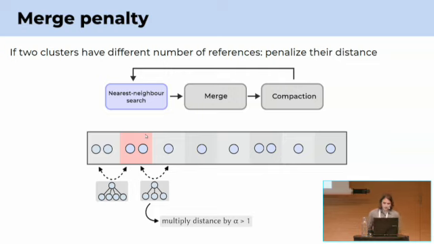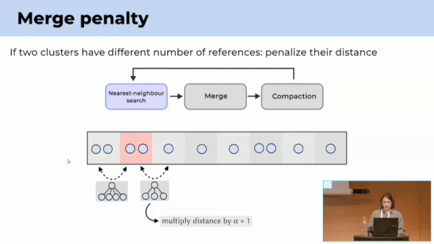The idea is to slightly modify the nearest neighbor search so that we nudge the PLOC builder towards merging clusters that are going to give full nodes, nodes that have no empty slots. And to do that, during the nearest neighbor search, when we compute the distance between clusters, we check if they have the same number of references. And if that is not the case, we multiply the distance that we computed by a factor alpha that is greater than 1 to penalize this merge, which will tend to result in nodes that are not full.